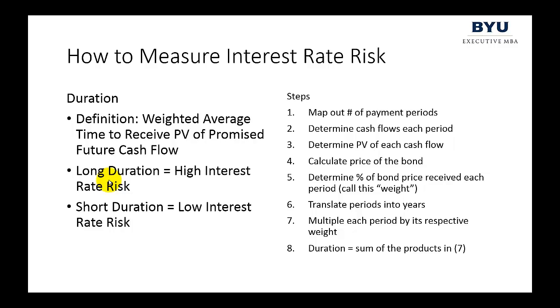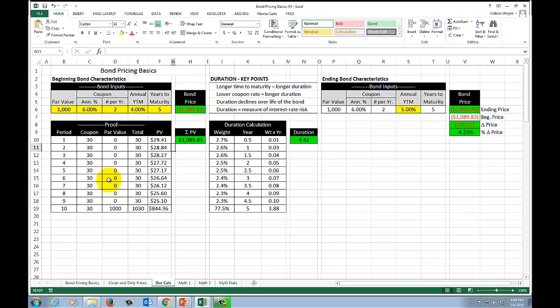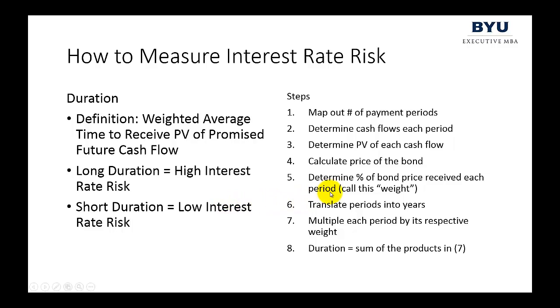Step 5, determine the percentage of the bond price received each period. What we're saying is this. That's the total price of the bond, $1,089.83. That's the sum of all of these present values. I just want to know what percentage of that is coming from each period. So I'm just going to take the present value of each of the cash flows and divide it by the total price of the bond. That will tell me what percentage of this bond price, which is the sum of all the present values, what percentage of that price is coming in each period. We're going to call that the weights. So I've done that for each period in this column. Step 5, check mark.